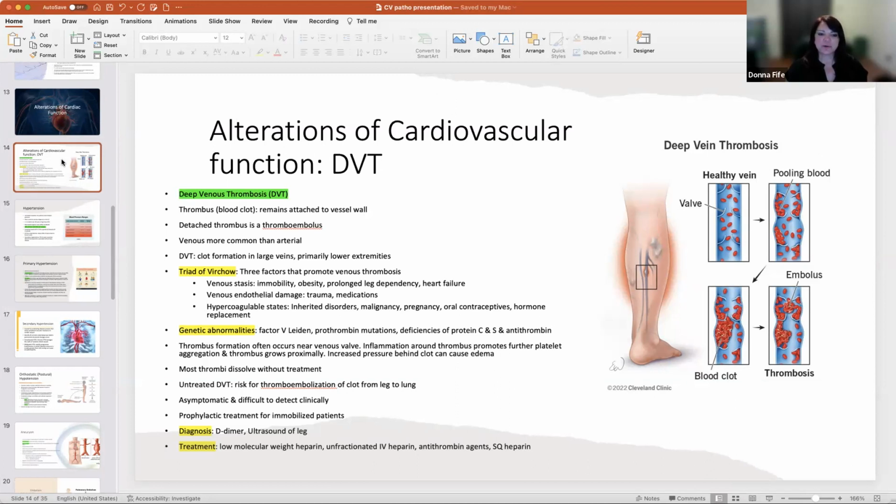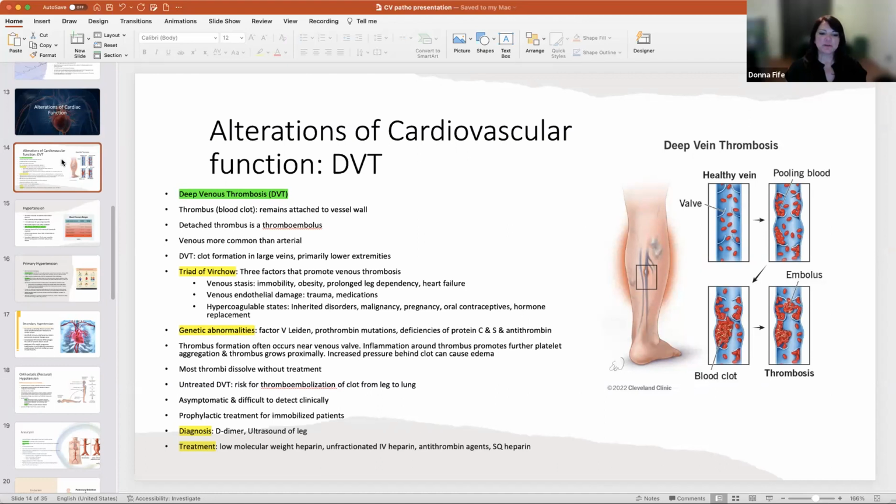The triad of Virchow, these are three factors that promote venous thrombosis. Venous stasis, which can be caused by immobility, obesity, prolonged leg dependence, and heart failure. Venous endothelial damage from trauma or medications. And hypercoagulable states that can occur with inherited disorders, malignancy, pregnancy, oral contraceptive use, or hormone replacement therapy. Genetic abnormalities include factor V Leiden, prothrombin mutations, and deficiencies of proteins C and S and antithrombin.